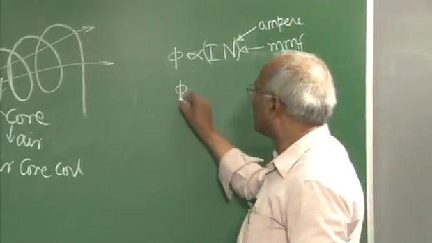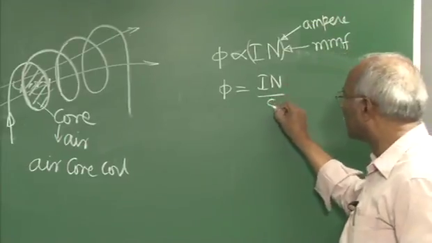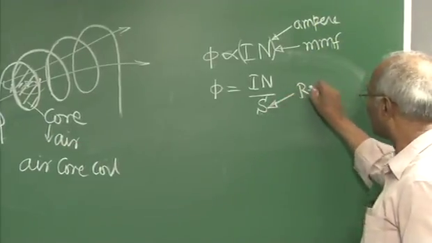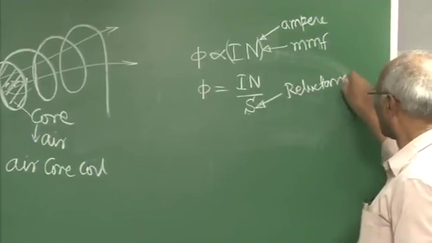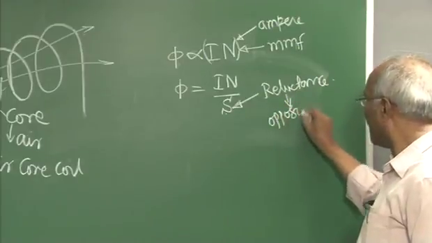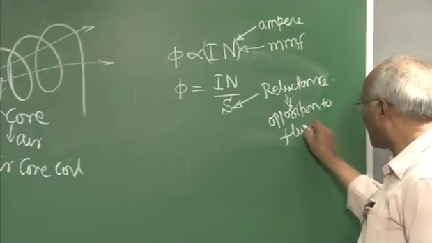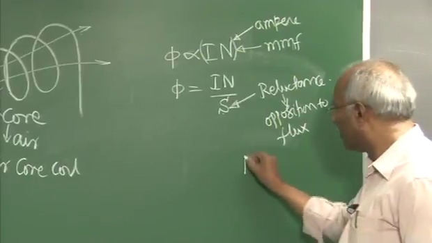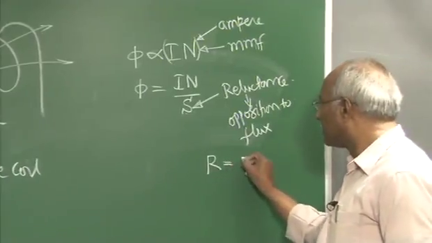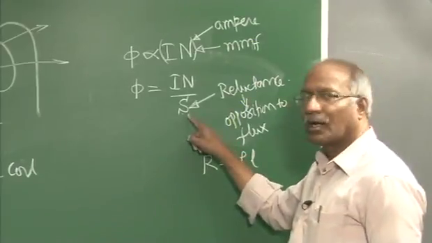This can be written as flux equal to IN over the constant of proportionality, which can be taken as the reluctance. What is reluctance? This is the opposition to establishment of flux or the production of flux. This is very much similar to the resistance in an electric circuit. As you are aware, resistance is rho L by A. In the same way, what will be the reluctance?